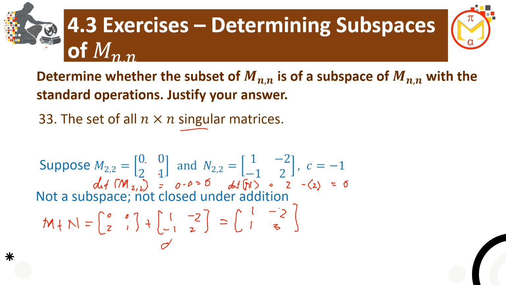Okay, if we get the determinant of M plus N, that's equal to 3 minus negative 2. So this is equal to 5, which is not equal to 0. It's not singular anymore. So it must be singular. For it to be singular, the determinant must be equal to 0. So, not a subspace. Okay?